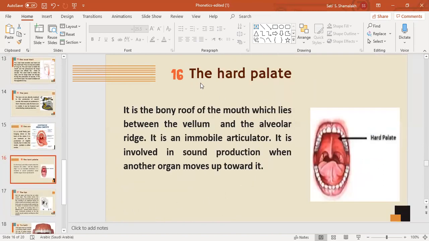Now the hard palate. In the oral cavity you find the hard palate, سقف الحلق الجامد. It is the bone roof of the mouth which lies between the velum and the alveolar ridge. It is an immobile articulator. Immobile, غير متحرك. هذا ما بيتحرك. احنا بنحرك الفك، بنحرك اللسان، بنحرك الفك الأسفل، لكن we don't move our hard palate. Okay.